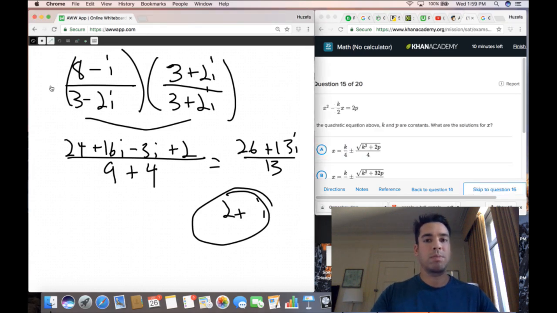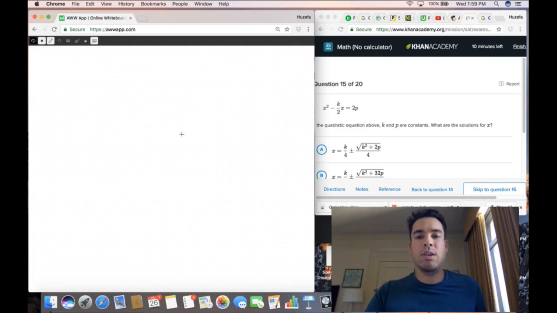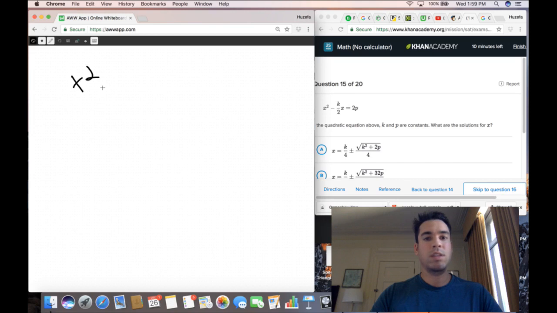Oh, no, sorry. This should be the hardest problem. This is number 15. So actually, we're doing not so great. It's decent. In the quadratic equation above, k and p are constants. This is a very hard problem. What are the solutions for x? So first of all, we've got to get this all set to 0. Clearly, this is all plugging into the quadratic formula, right? So we're going to have to do the same thing and see what it works out to be.